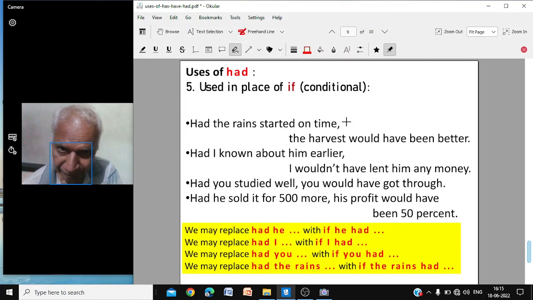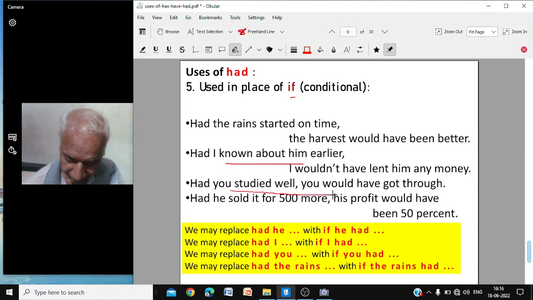Use of had in place of if. If is a conditional. Had the rains started on time, the harvest would have been better. Means if the rains had started on time. Had I known about him earlier, I wouldn't have lent him any money. If I had known about him. Had you studied well, you would have got through. If you had studied well. Had he sold it for 500 more, his profit would have been 50%. If he had sold it for 500 more.